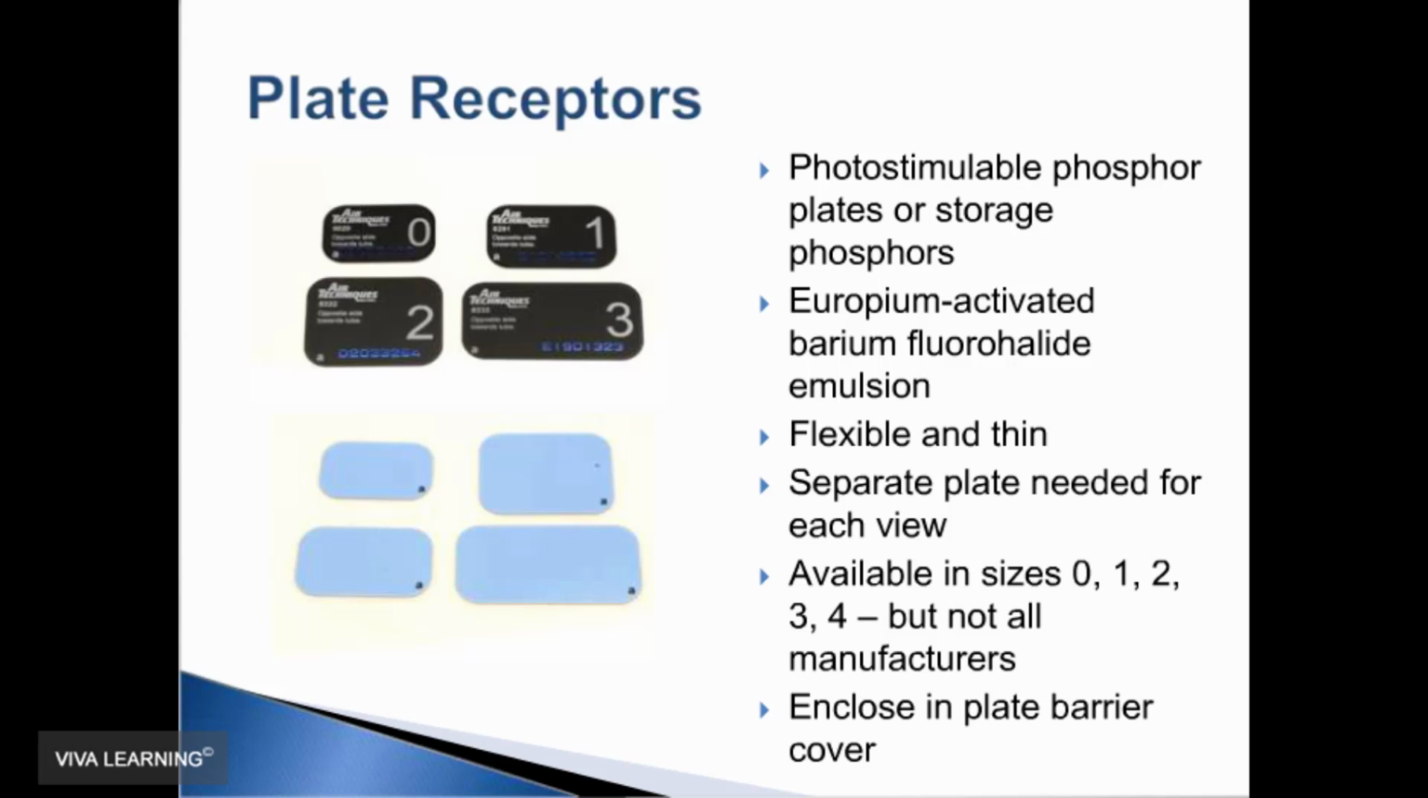Receptors are available in a variety of sizes, and one manufacturer produces plates in every size that film is produced, but not all manufacturers have all sizes available. Rigid sensors and plates would have to be enclosed in a barrier to protect them from saliva. In addition, you would also want to protect the emulsion side that is going to receive the radiation, and make sure that the exposure side is towards the X-ray source during capture.